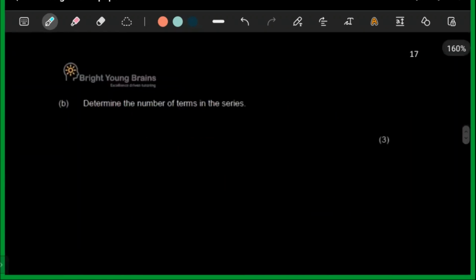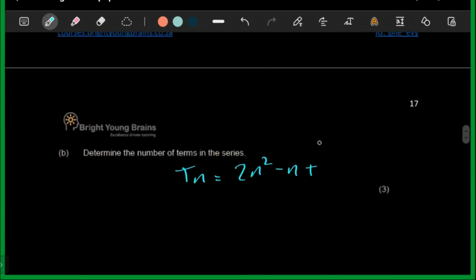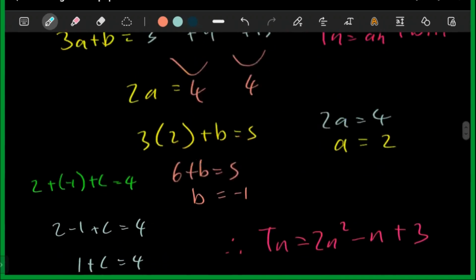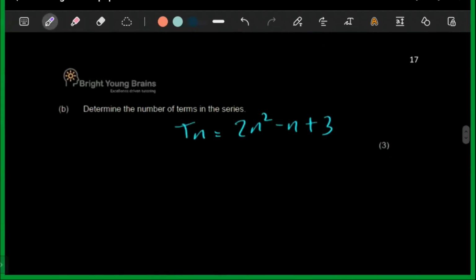If you're going to determine the number of terms in the sequence or in the series, the thing is, this is our general term. So this being our general term, what we already know is that we can put in 949 where Tn is and find out where 949 is in our sequence.